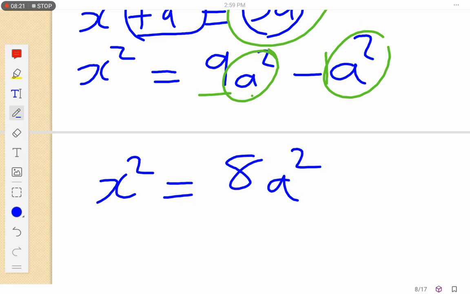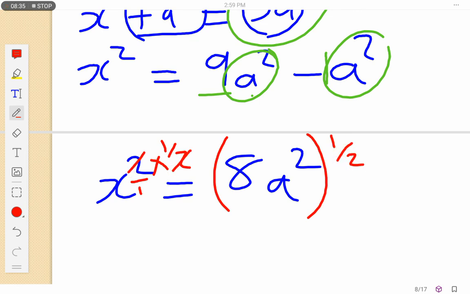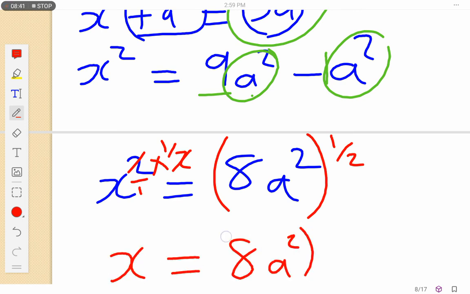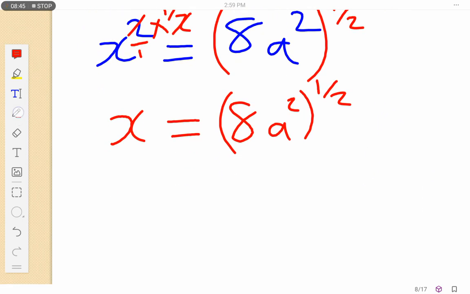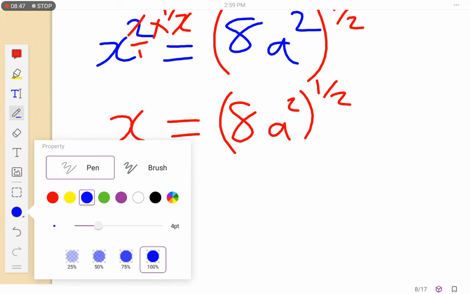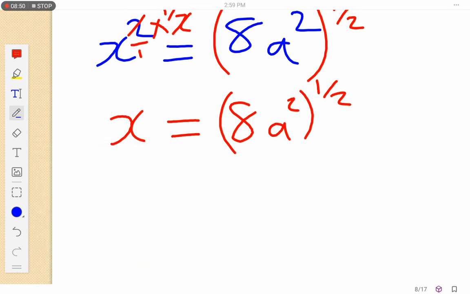Okay, now to get our x, this x here is the same as x to the power of 2 over 1. So we multiply by 1 over 2, multiply here by 1 over 2 as well. So these will cancel off each other. These are powers, guys. So we have our x is equal to 8a squared to the power of half, like that. And our half there, we said, is the same as square root.